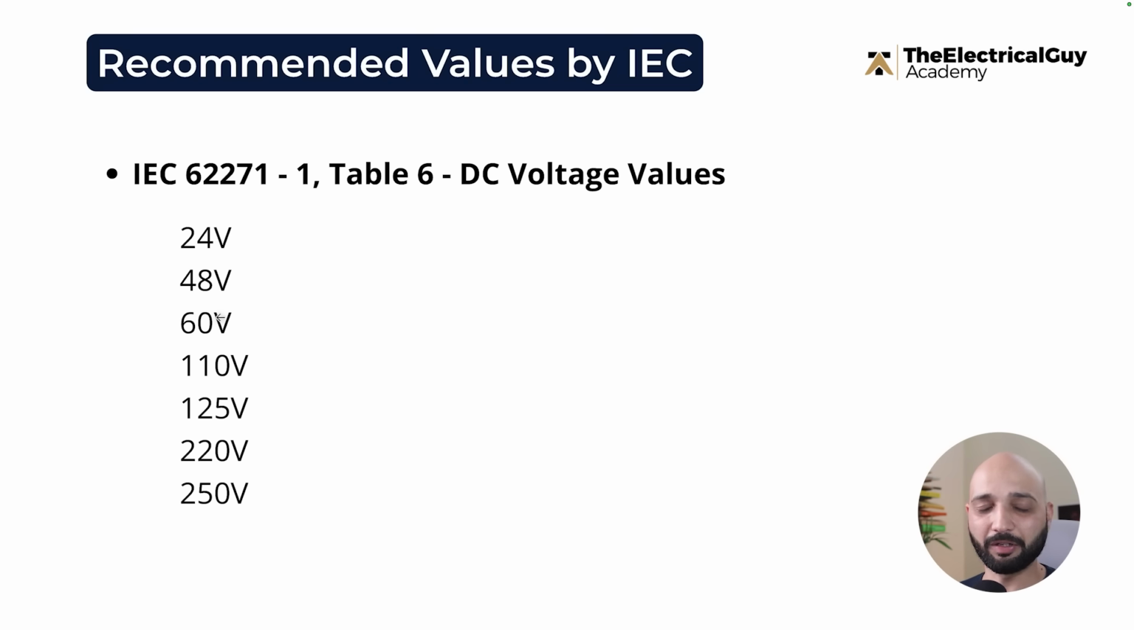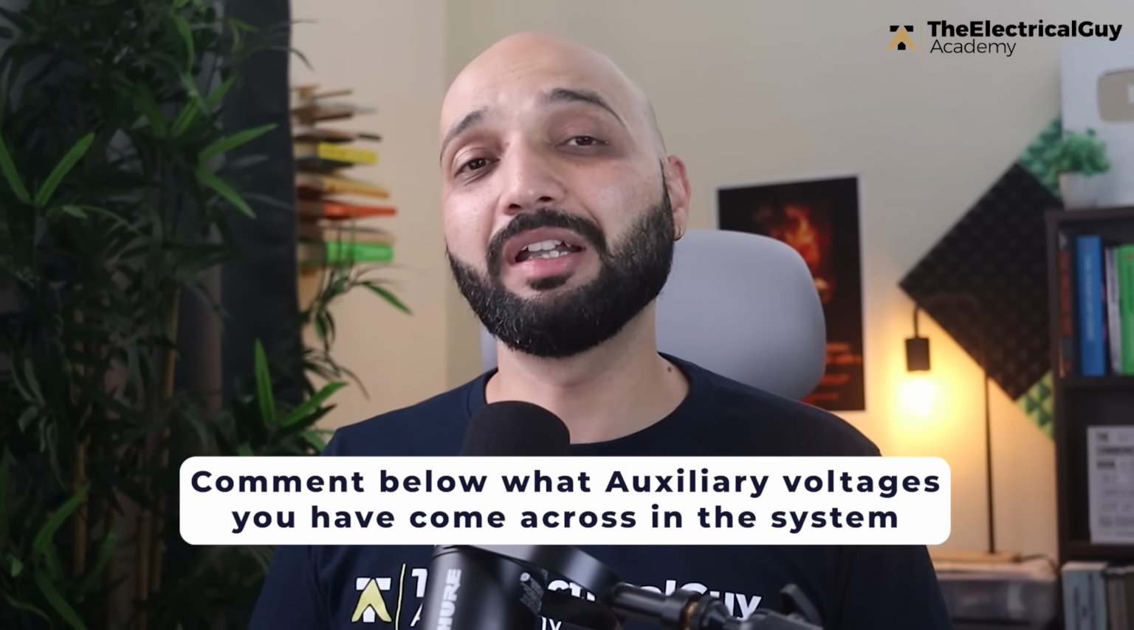Now if we talk about what the IEC standard recommends, if we look at IEC 62271-1, which is for the common specifications of alternating current switchgear and control gear, Table 6 of that states a few DC voltage values. So we have 24 volts, 48 volts, 60 volts, 110 volts, 125 volts, 220 volts, and then 250 volts. These are the values recommended by the IEC standard. It is possible that if you follow a different standard, different voltages will be there. So let us know in the comment section what auxiliary voltages you have seen or experienced in the system.